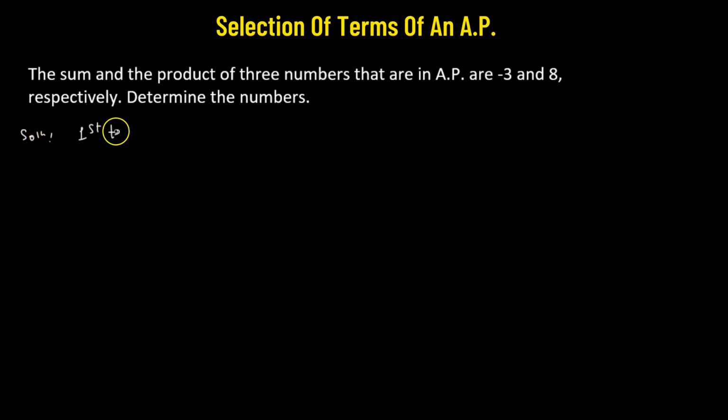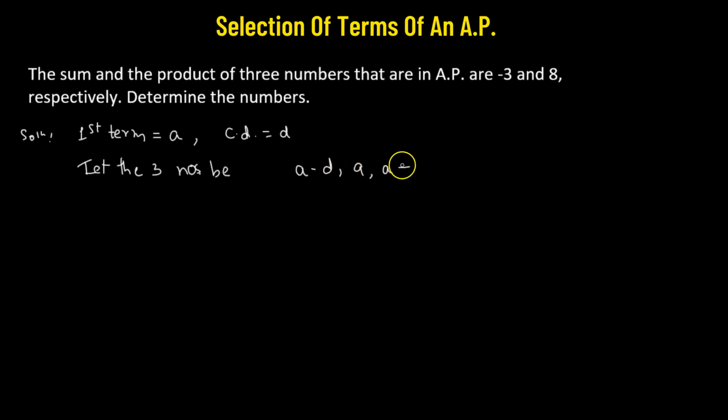First, we'll consider the first term, let it be represented by the letter a in lowercase, and the common difference is represented by the letter d in lowercase. So we will consider the three numbers. Let the three numbers be a minus d, a, and a plus d, such that they are in AP. That means they are in arithmetic progression.